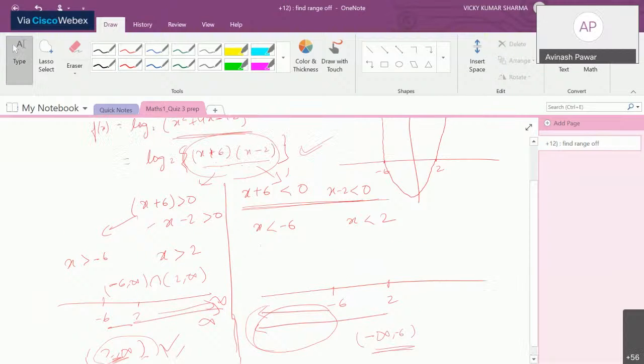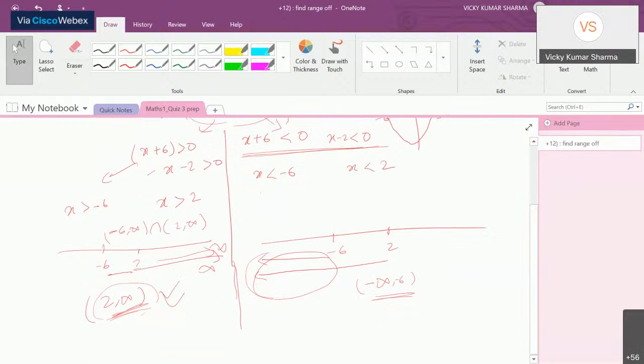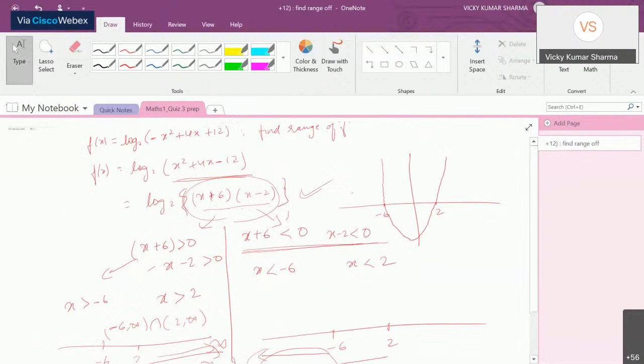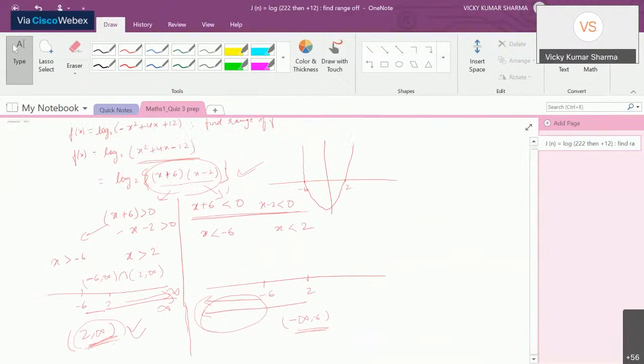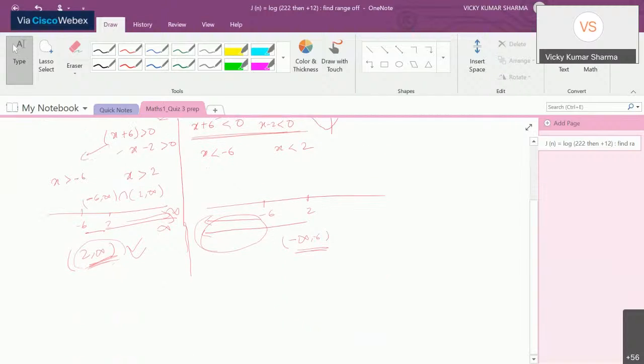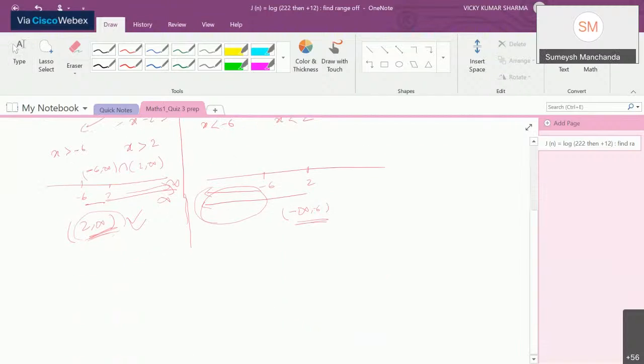So now we got to know these are the only values wherein I can play around for my log function, right? Now we found out the domain. I'll write it down here: minus infinity to minus 6 union 2 to infinity. This is our domain. No problem with the domain till now.